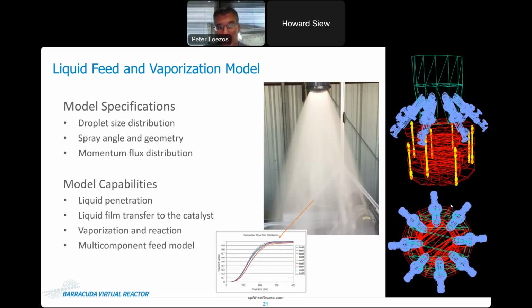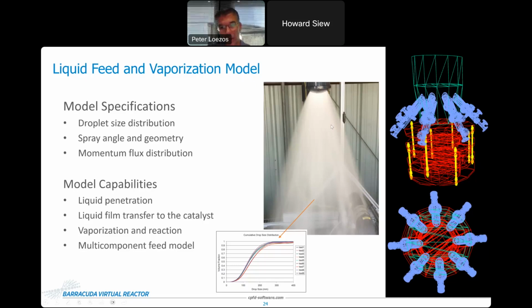So a little more detail on our liquid feed and vaporization model. What are the model specifications or the inputs to the model? They are droplet size distribution, spray angle and geometry. So in other words, is it a flat fan or full cone, whatever you have. And finally, momentum flux distribution. Now, all of these properties are typically provided by the nozzle licensor.